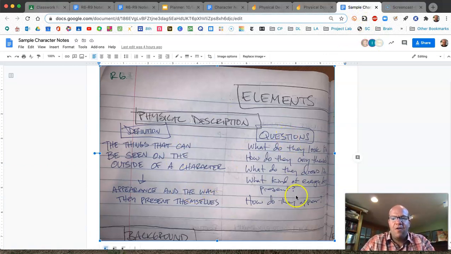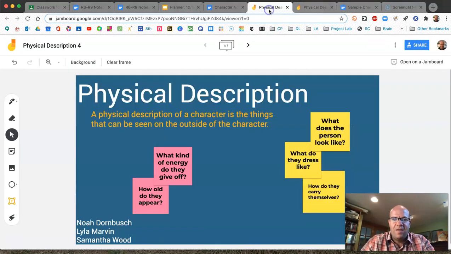The second part are the questions. So again, same process. I'm going to start with this one. I like these questions here. What does the person look like? What do they dress like? How do they carry themselves? I try to think about like my dad. Let's say I have to describe the physical description of my dad.